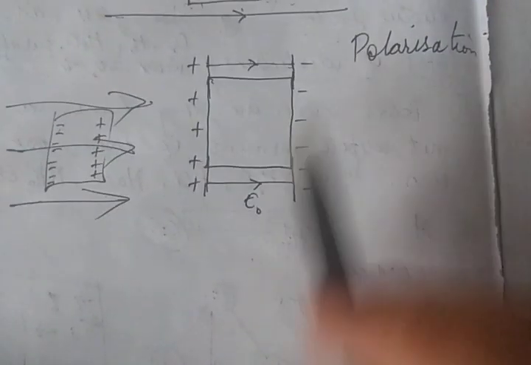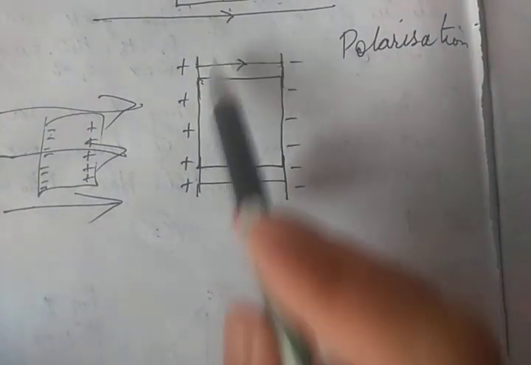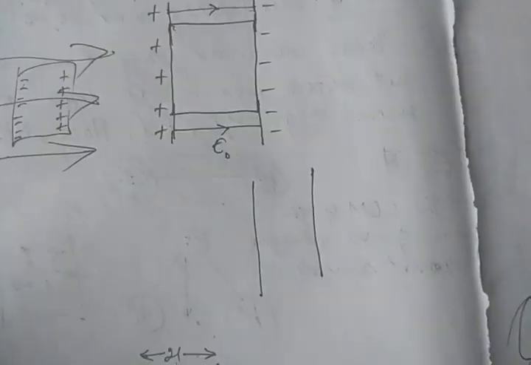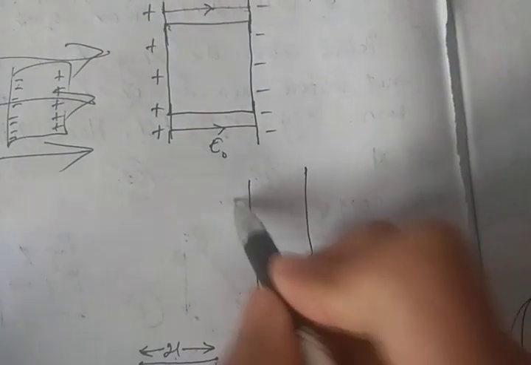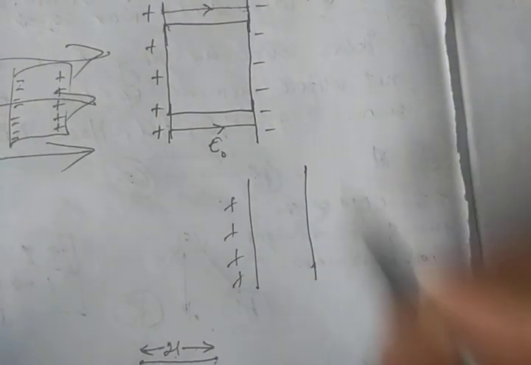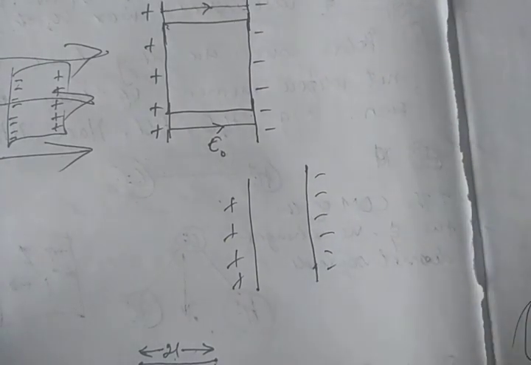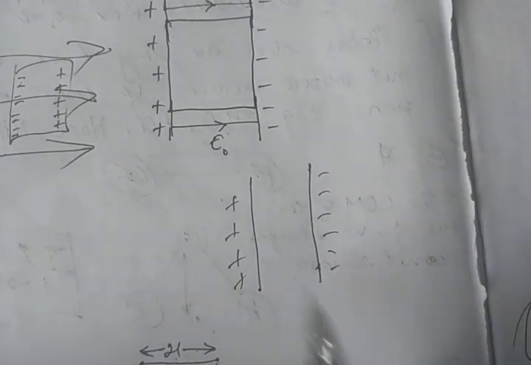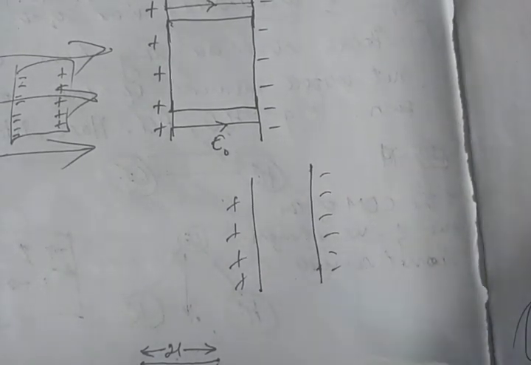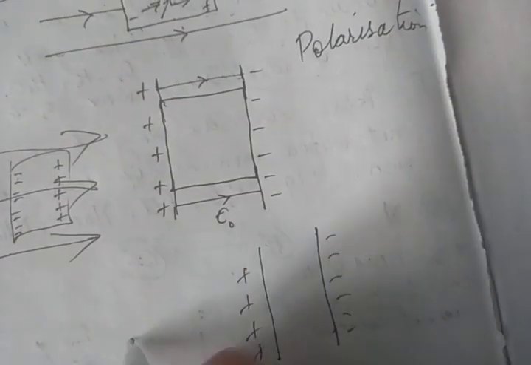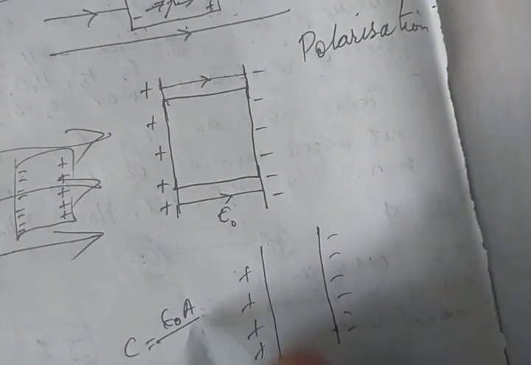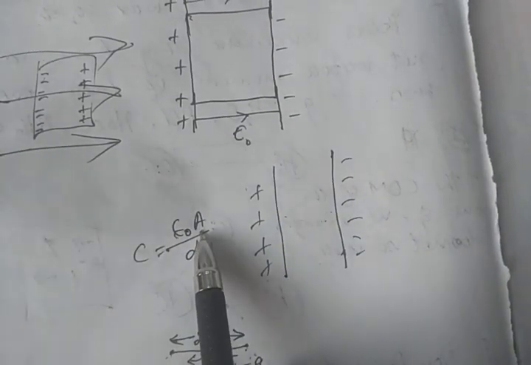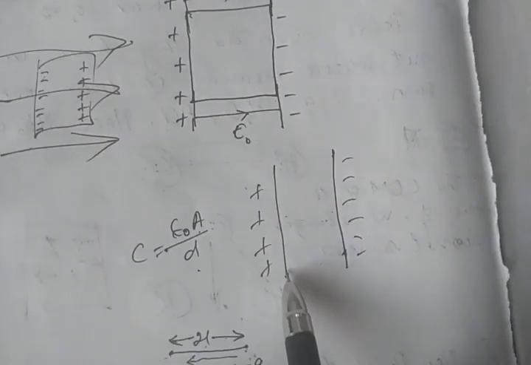In capacitors, for example, this is a parallel plate capacitor. We've already spoken about a parallel plate air capacitor in the previous video. You have positive charges on one of the plates and negative charges on the other plate, with air in between the two plates. Nothing is inserted between them. We've already calculated its capacitance. The capacitance was epsilon naught A by D, where epsilon naught is the permittivity of free space, A is the area of the plates, and D is the separation between the two plates.